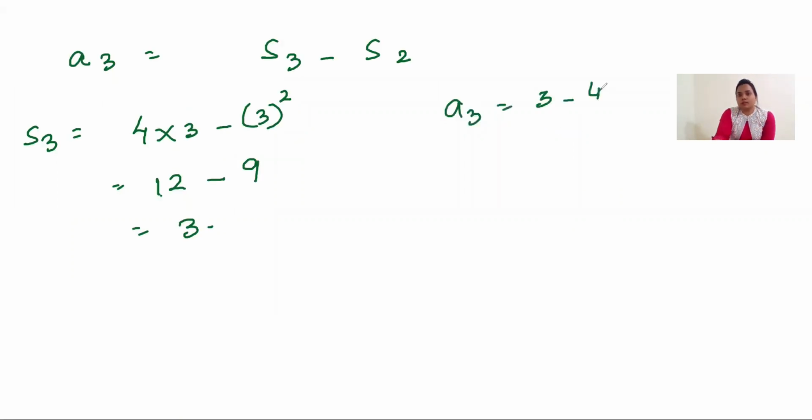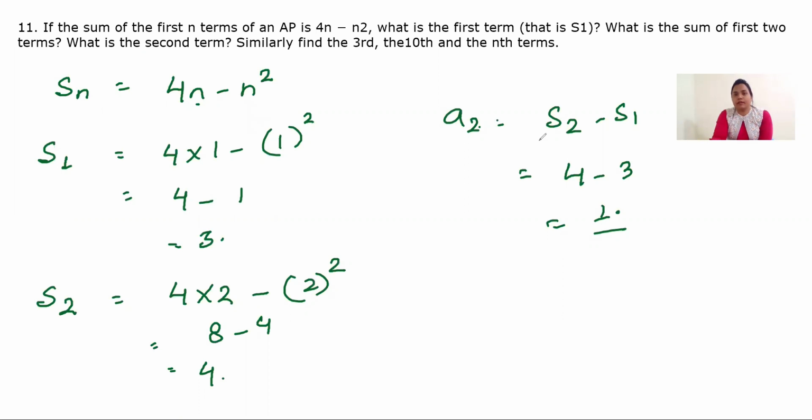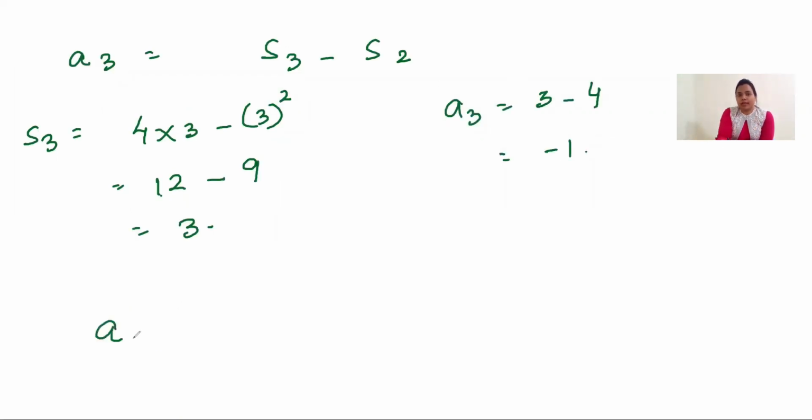So 3 minus 4, that is equal to minus 1. Clear? Now in the next one, we have to find the 10th term. Means we have to find A10. A10 will be equal to S10 minus S9. Again, we'll first have to find S10, then we'll have to find S9, and then we will have to subtract.